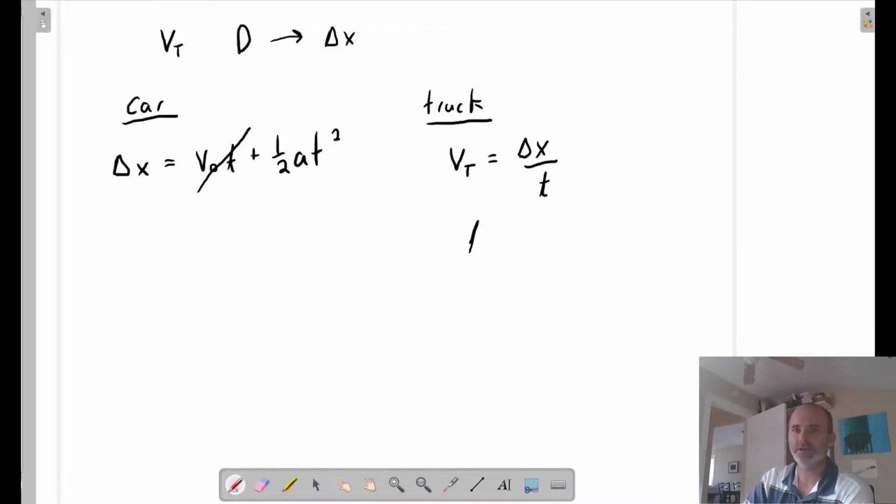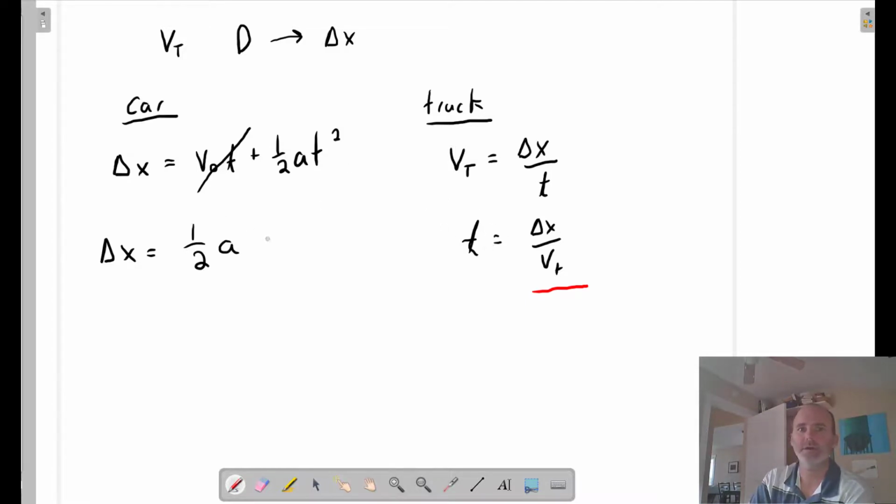So I'm going to rearrange this equation and solve for t. Since the times are the same, I'm just going to come over here and plug this time into this equation. So I'm going to plug in delta x over vt. All right, now we are all good with our variables.